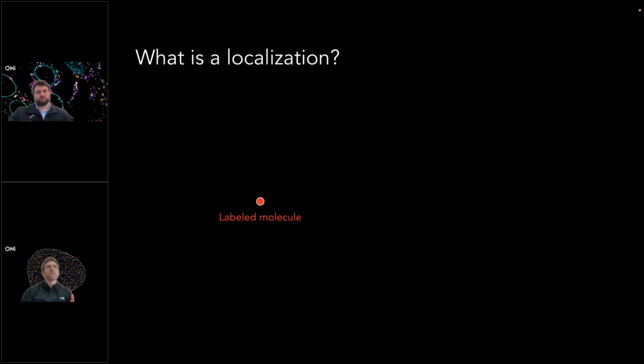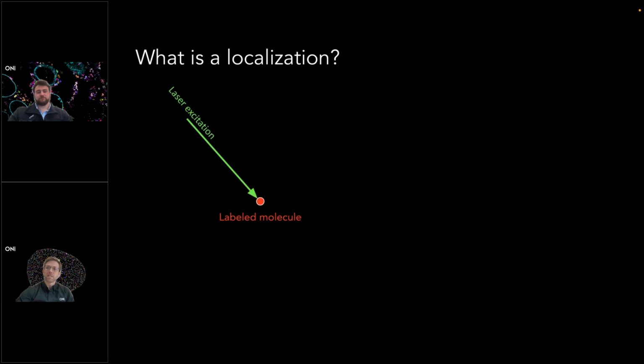But to understand quantitative imaging for single molecule localization microscopy, it's really important to understand how we generate our images and our data in localization microscopy. So I just want to run through some of the basics so that we all understand exactly what's happening. We have a labeled molecule, a fluorescent molecule that will be attached to a protein or another biomolecule of interest, usually by an antibody or something like that.